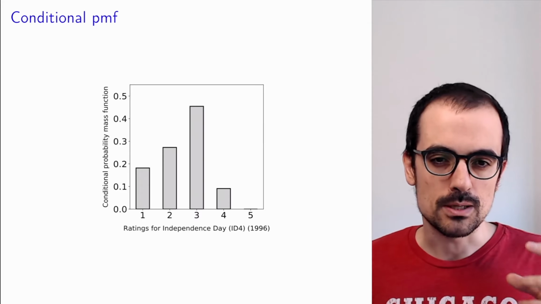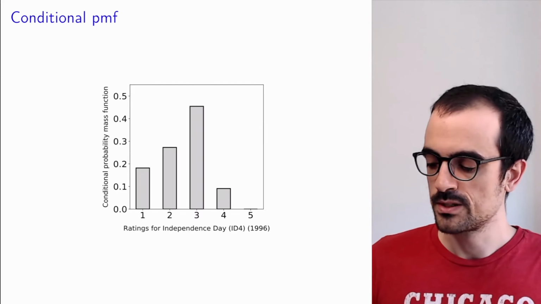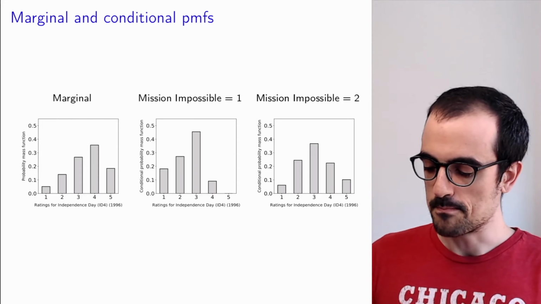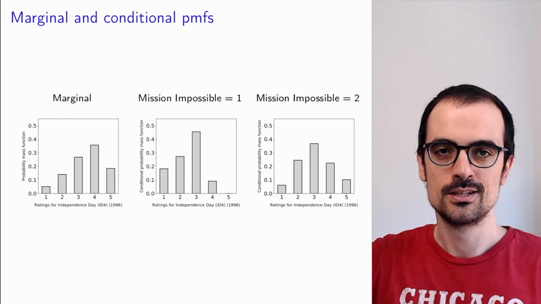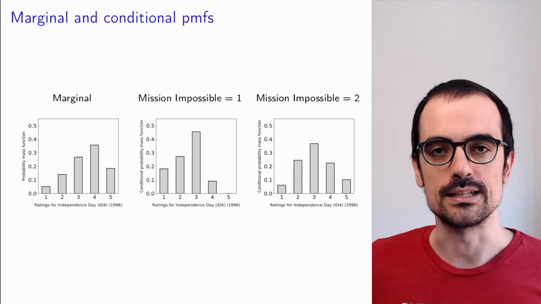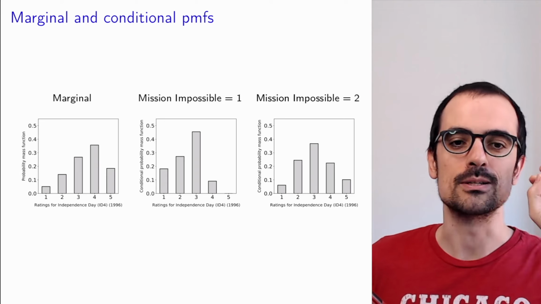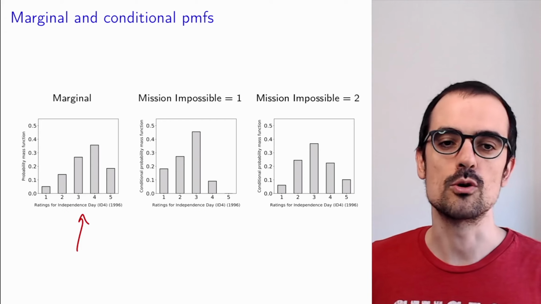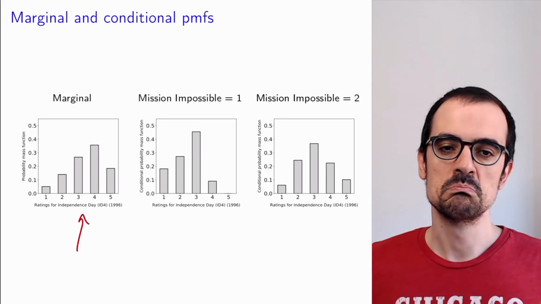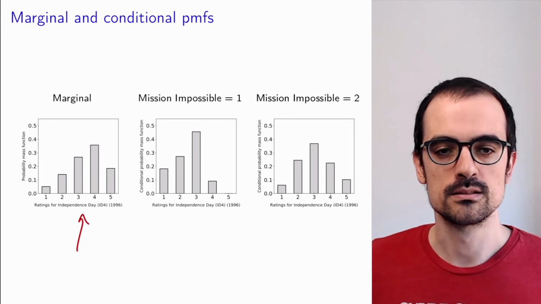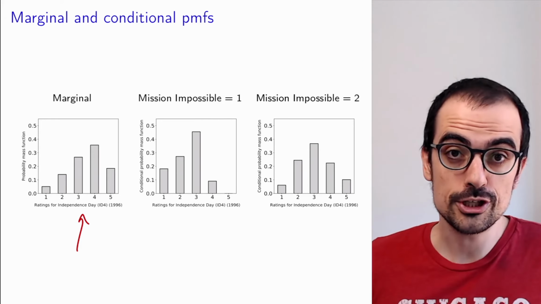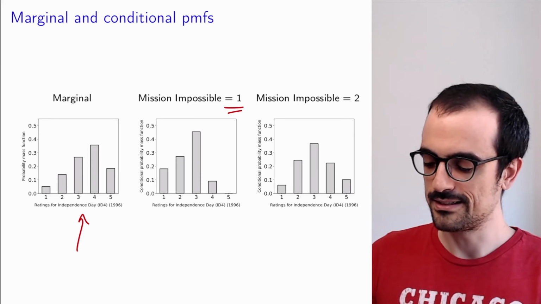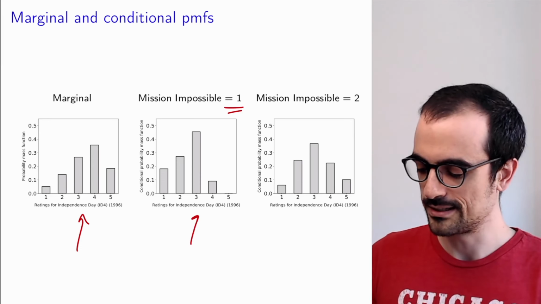Now let's think a little bit about what these conditional PMFs actually mean. We're going to compare them to the marginal. Remember that the marginal was obtained by summing over the rows to just isolate the behavior of the random variable Independence Day on its own, and this is what we get. So this is, if we don't know anything else about the user, how do people like Independence Day? Now what we're doing is conditioning on the fact that they didn't like Mission Impossible. It seems that those people tend to not like Independence Day either.